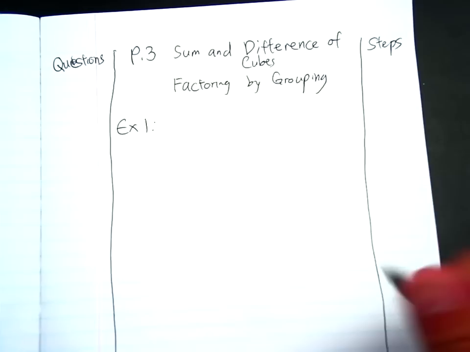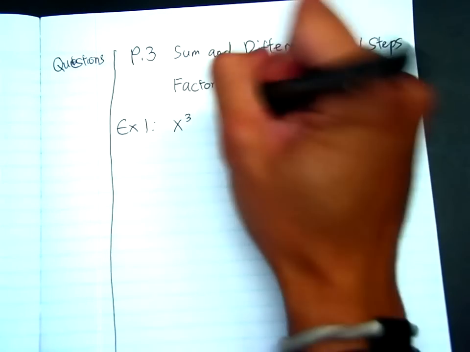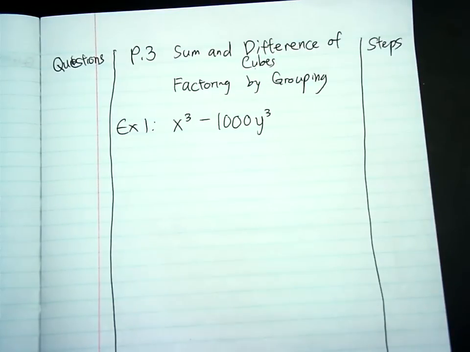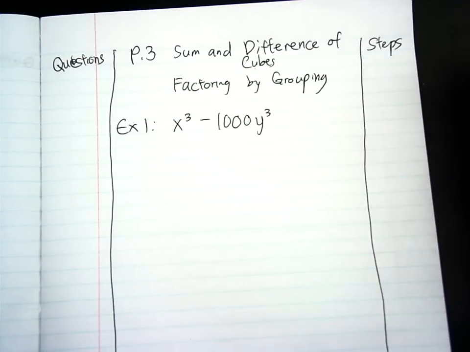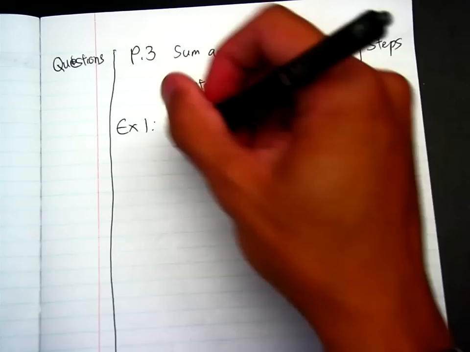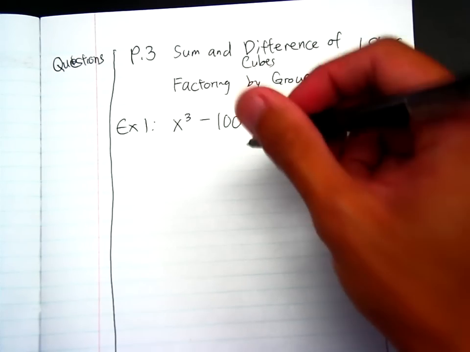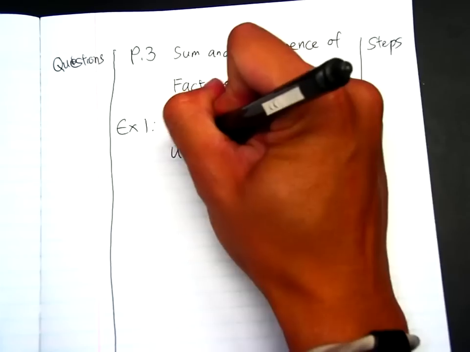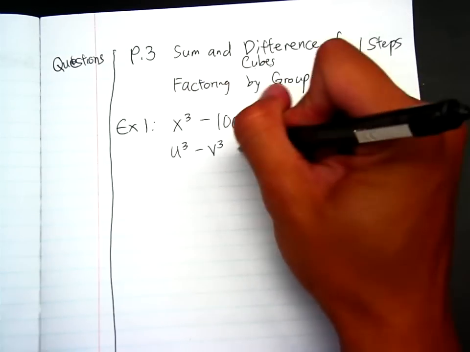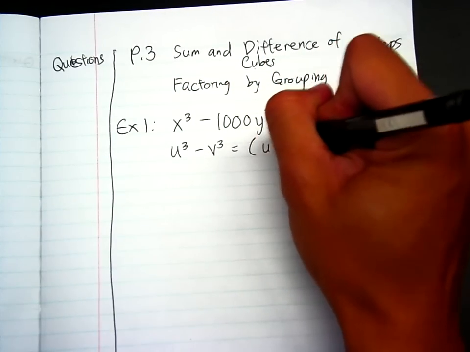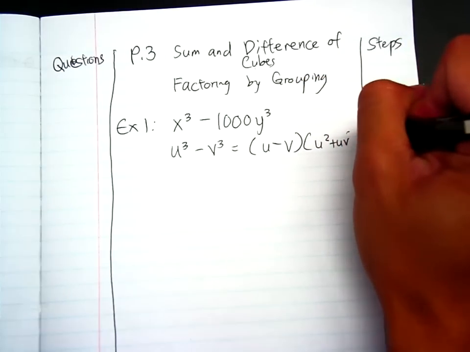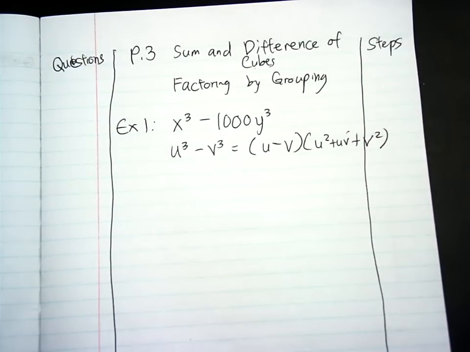Okay, so I'm going to go over an example. Example 1 is going to be x cubed minus 1,000 y cubed. The most important part of sum and difference of cubes is that you have to remember the formula. If you look at the formula, there's two different ones based on the sign. Since it's a minus right here, I'm going to use the formula u cubed minus v cubed, and that equals u minus v times u squared plus uv plus v squared.